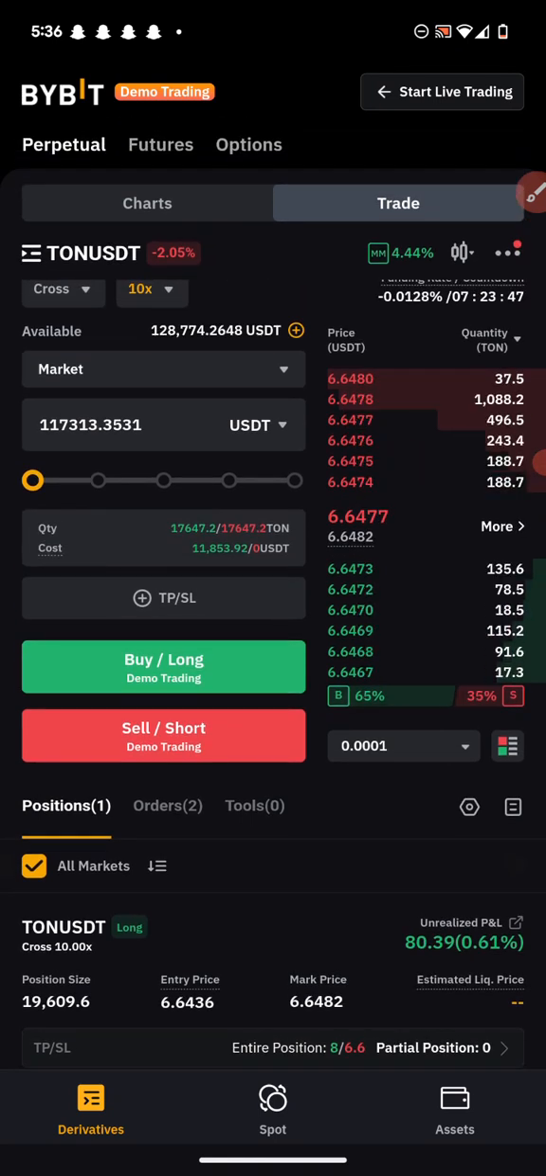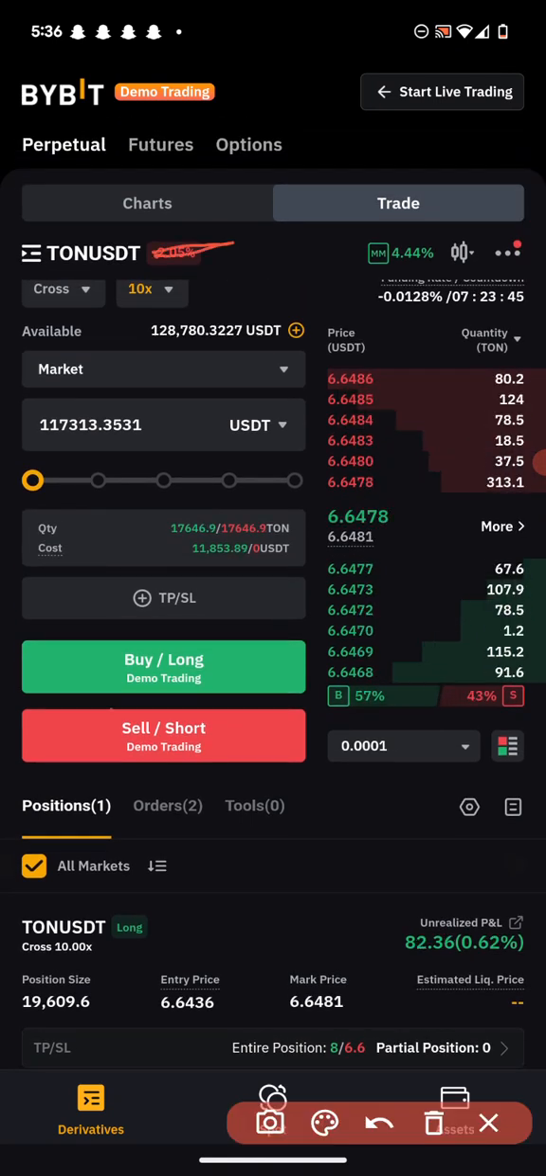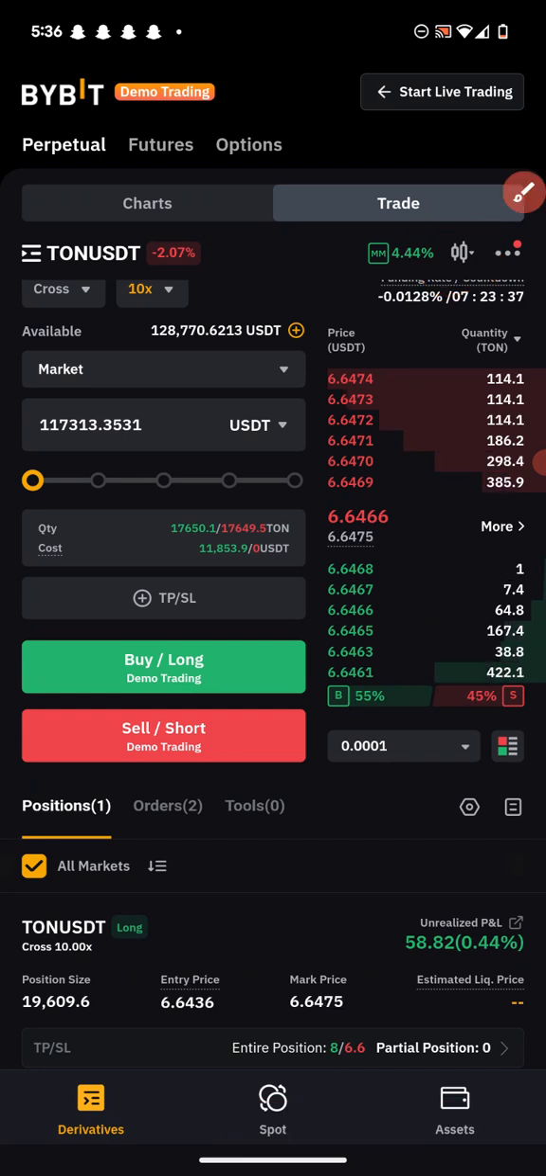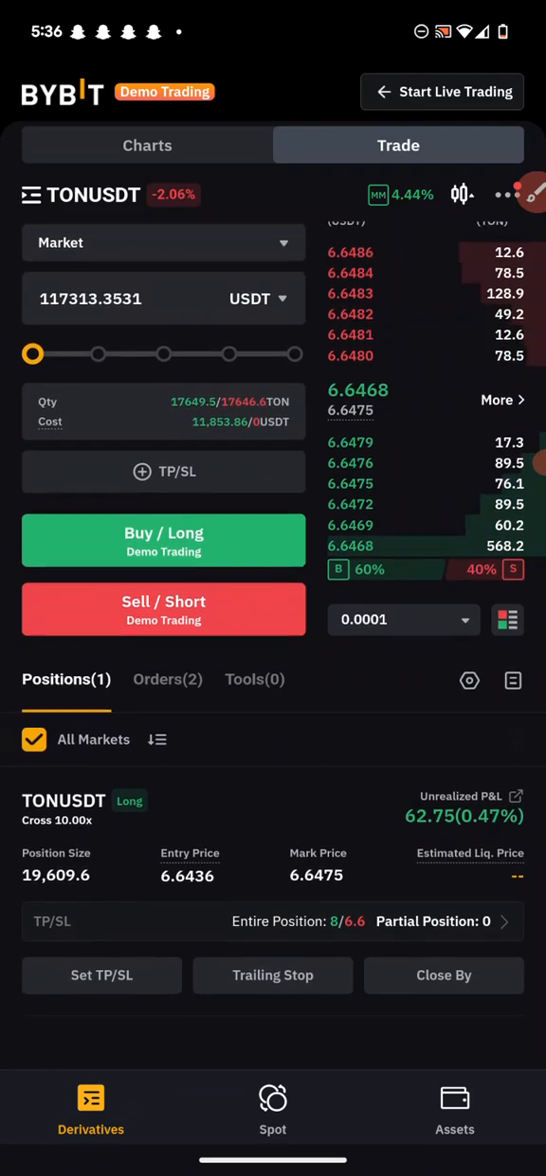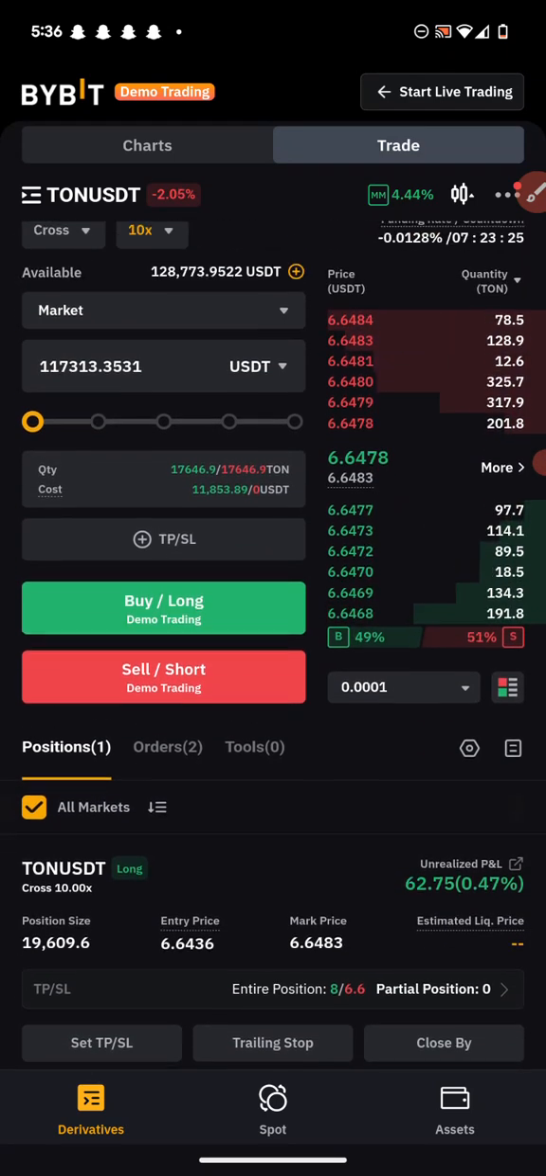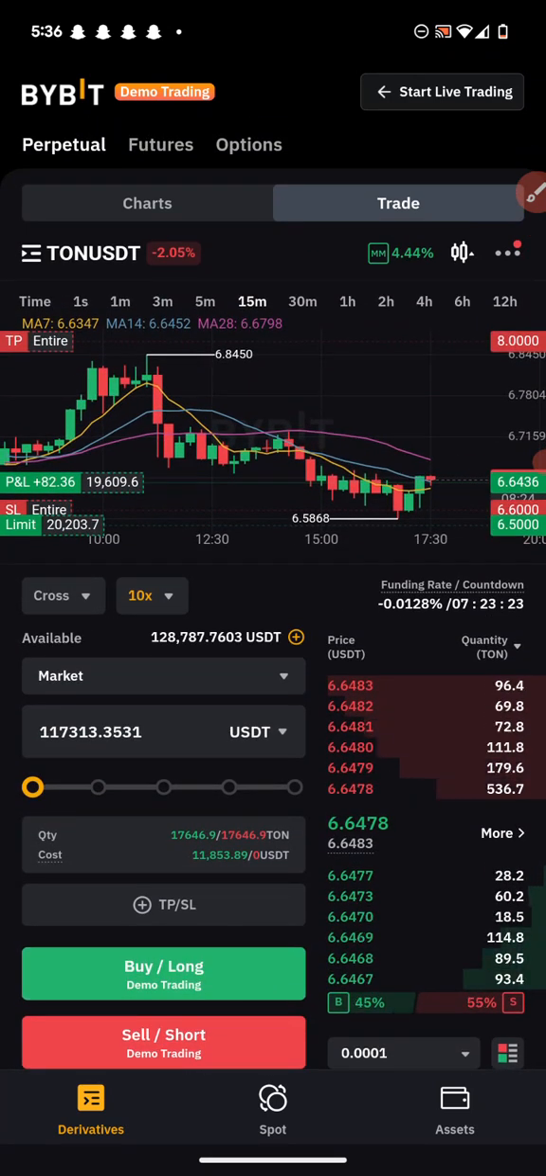So if you want to see the chart, you click here. If you want to see the TON USDT chart, you click on this place. So if I click on it now, you are going to see the chart. Currently TON is going up, and as you can see, we are in profit already, although I did not analyze this market. So that's how to trade futures.